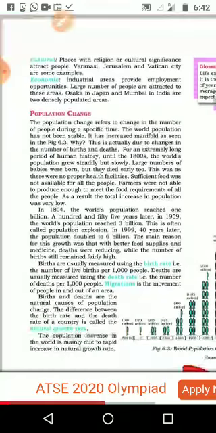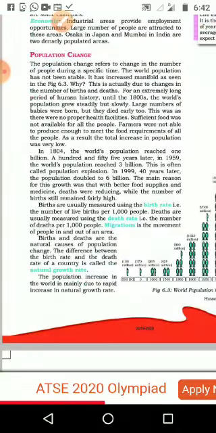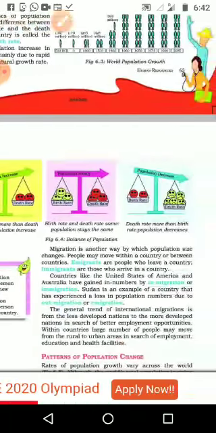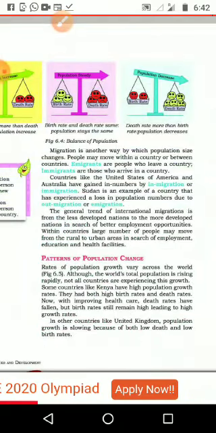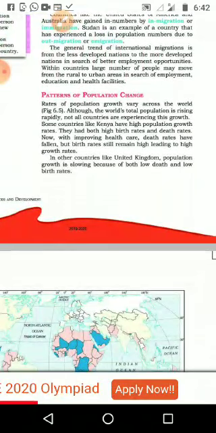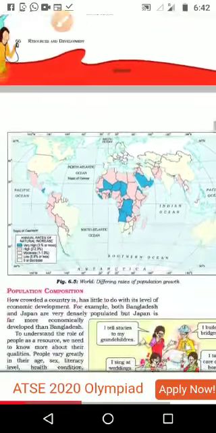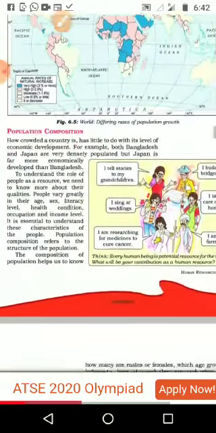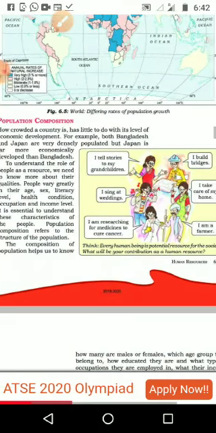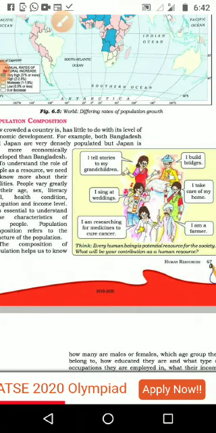Then population change. Next topic, it is how the population grows or changes, how it is happening, that we will see. And in that we want to study migration, emigration, like that, many things, even death rate, birth rate, many things that are affecting the change of population. Then next one, it is pattern of population change, how it is changing and where it is changing, where it is developing very fast.